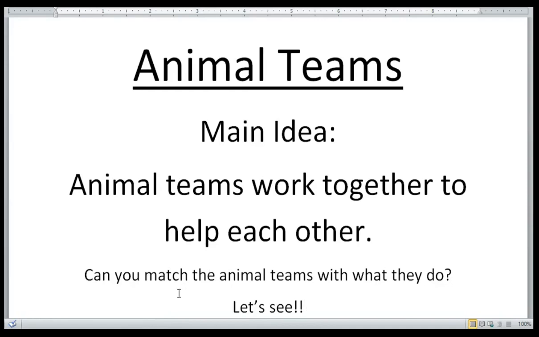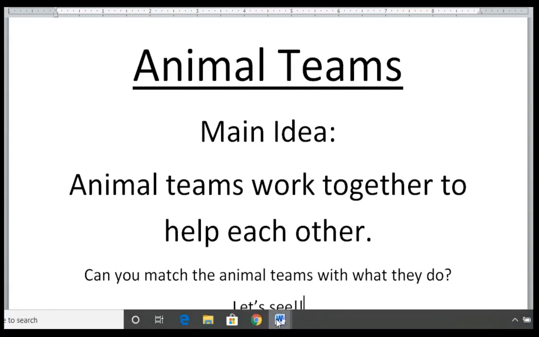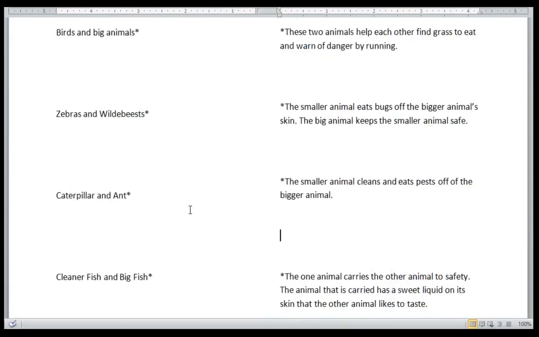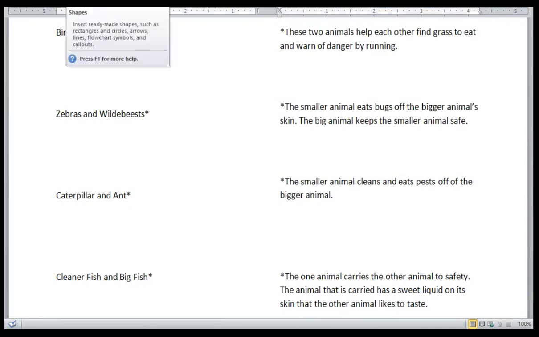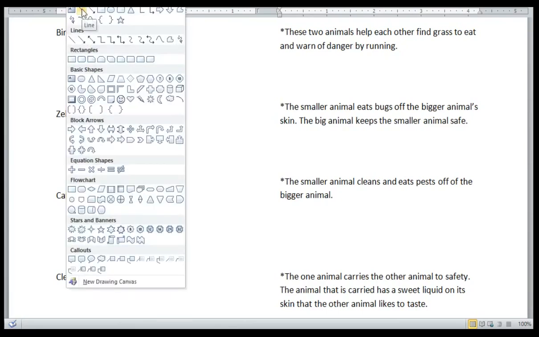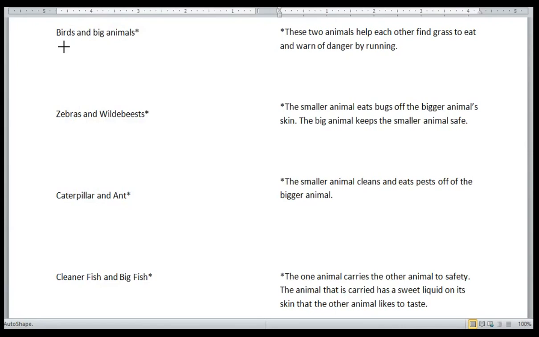So can you match the animal teams with what they do? Well, let's see. So boys and girls, on the next page here, I have 4 different animal teams from the story. And then I also have the things that they do. Well, we need to match them up. So what I'm going to do is get a line here. So on this side, I have birds and big animals. Do you remember what they did to help each other? I have zebras and wildebeests, the caterpillar and ant, and the cleaner fish and big fish.